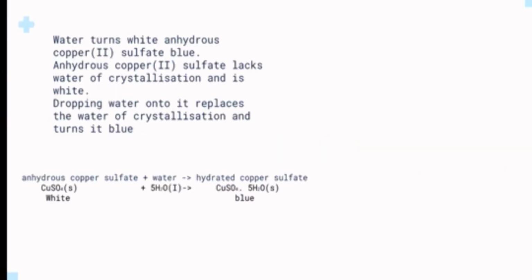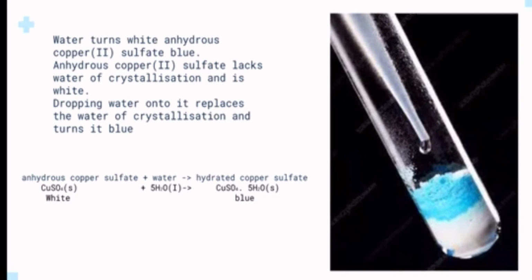Next is testing for water. Water turns white anhydrous copper sulfate blue. Anhydrous copper sulfate lacks water of crystallization and is white. Dropping water onto it replaces the water of crystallization and turns it blue. This test works for anything that contains water, so it would work with sodium chloride solution or sulfuric acid. It does not show that the water is pure.